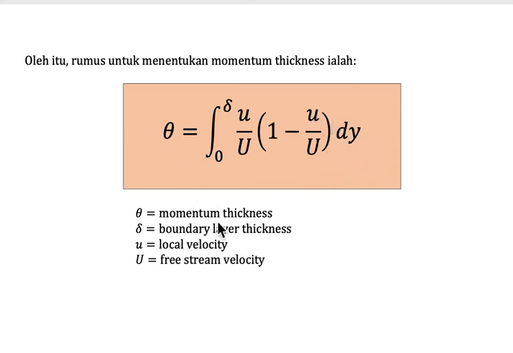So as a conclusion, theta is the integral from 0 to delta of small u over capital U in bracket 1 minus u over U dy. Theta is the momentum thickness, delta is boundary layer thickness, small u is local velocity, and capital U is free stream velocity. Please remember these three equations, delta, delta star, and theta, to make sure that you can answer the boundary layer tutorial easily. Thank you.